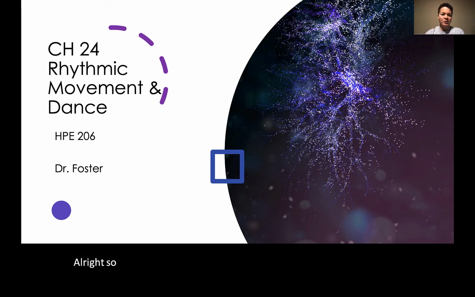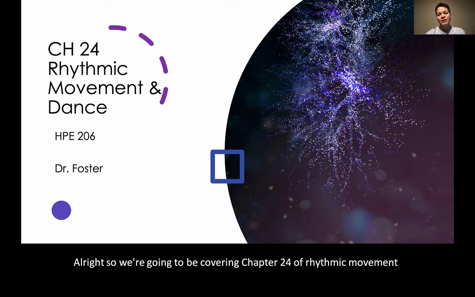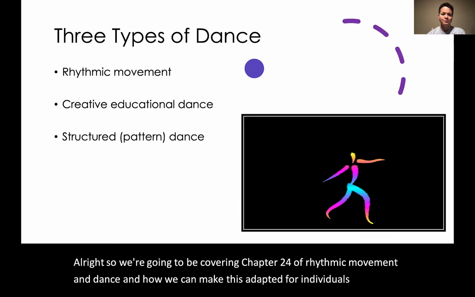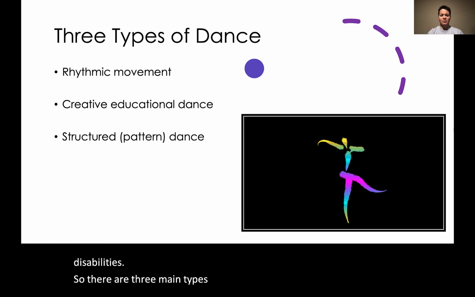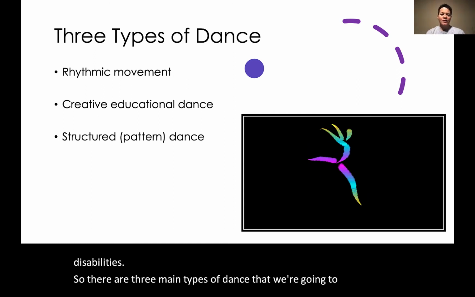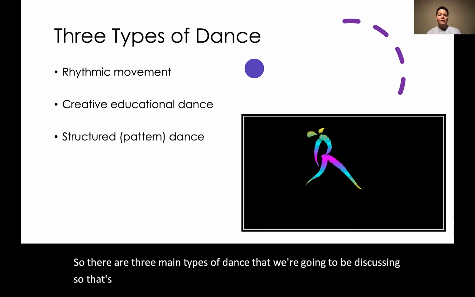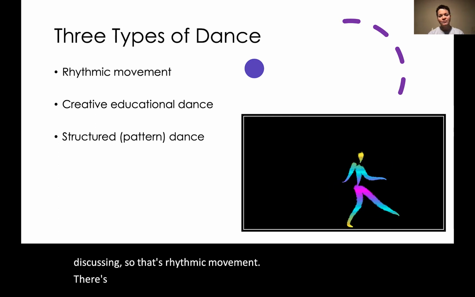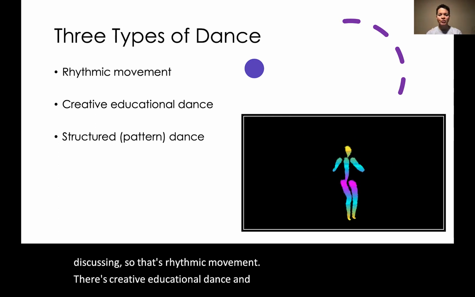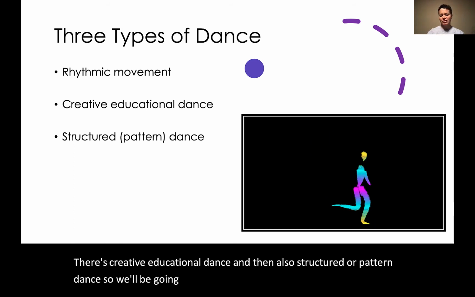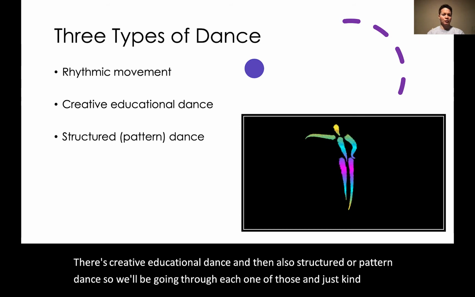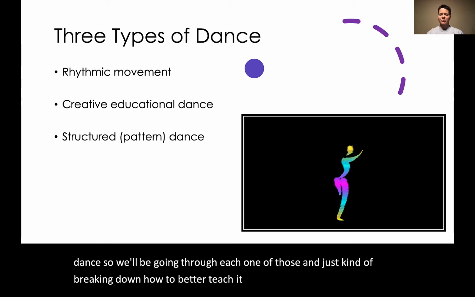All right, so we're going to be covering chapter 24, Rhythmic Movement and Dance, and how we can make this adapted for individuals with disabilities. So there are three main types of dance that we're going to be discussing. That's rhythmic movement, creative educational dance, and then also structured or pattern dance. We'll be going through each one of those and breaking down how to better teach it and provide adaptations.